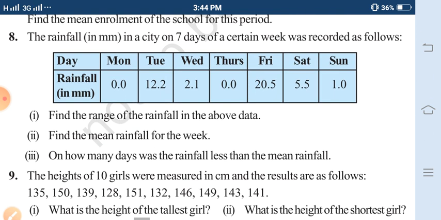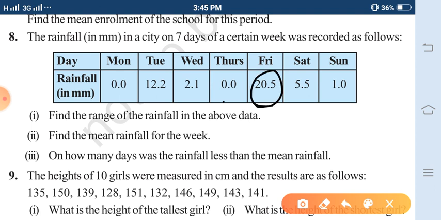Question number 8. The rainfall in a city on 7 days of a certain week was recorded as follows. The days and the rainfall are given, students. First of all, you have to find the range. Students, here you can see that the highest value is 20.5 and the lowest value is 0, right? So here you will find the range by subtracting them. After that, you will find the mean. I'll show you how.